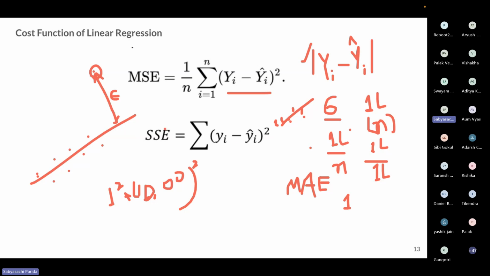And the other thing is the sum of square error. See, in the sum of square error, we are not taking the absolute, and we are not dividing it by the number of samples. We are just taking the squared differences of the errors. So it is the sum of square error.